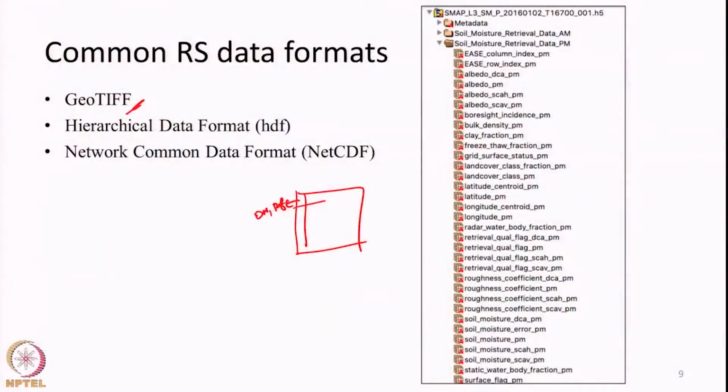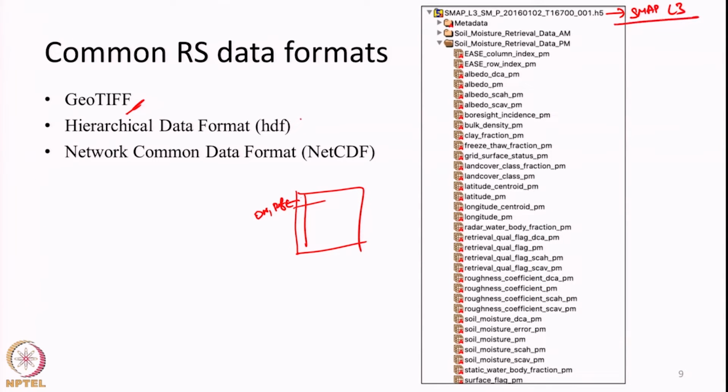Whereas each file can contain multiple variables. Just think of a level 2 or level 3 product which can contain several variables. If we store everything in geotiff, it will become an enormous amount of data. So, HDF provides a simple structured format where we can store the data. One example of HDF data is given here in the slide. This is taken from the SMAP L3 data product.